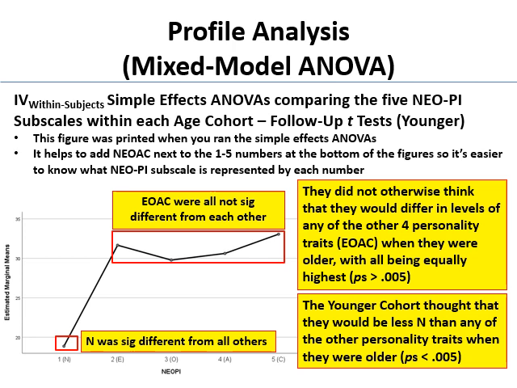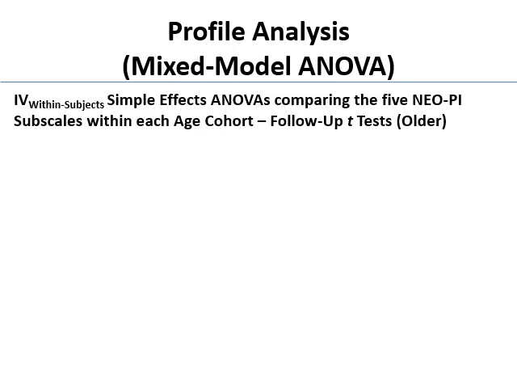Young people just said, well, we're not gonna be super neurotic, but other than that, we're just gonna be equally E, O, A, and C. So that's kind of boring. So what do old people, who are taking it as old people, actually report being when they're older in terms of personality? That's the next set of simple effects t-tests.